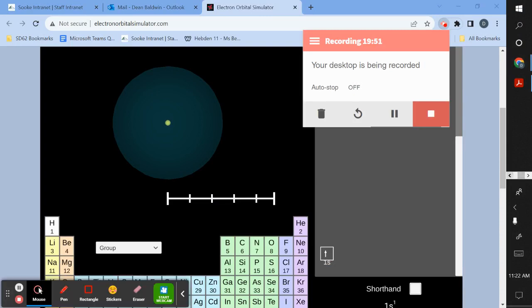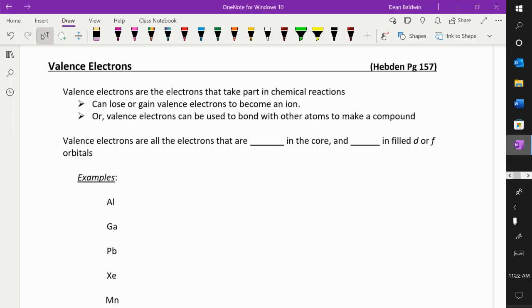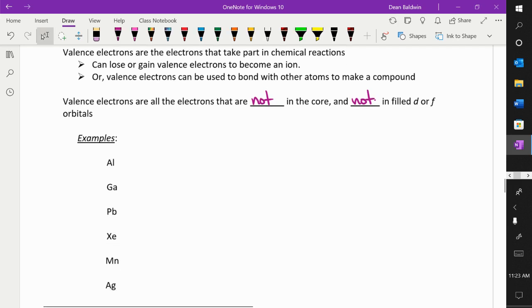What are valence electrons? Yes, the electrons in the outer shells. They are not in the core. And they also are not in filled d or f orbitals. If it's a filled d or f orbital, they are not considered valence electrons, because those are stable. So they're the ones that take part in reactions.